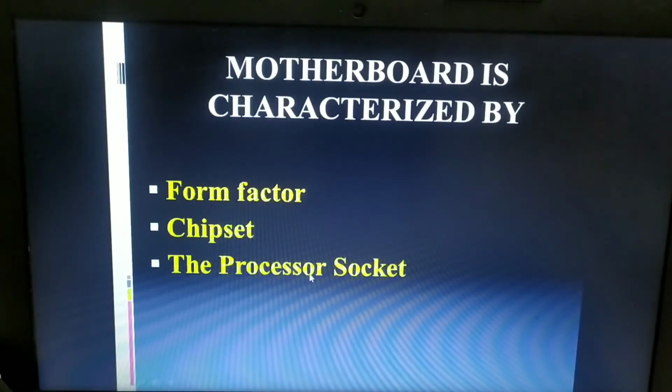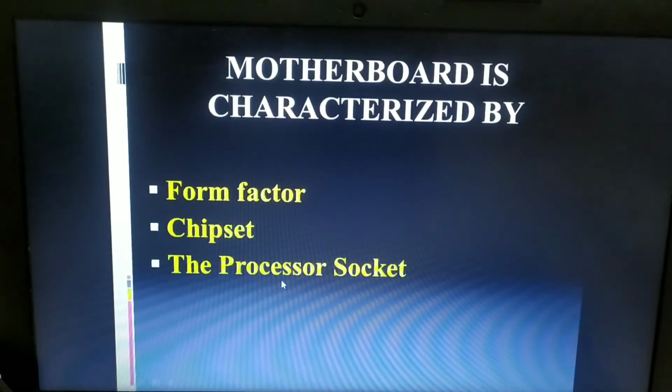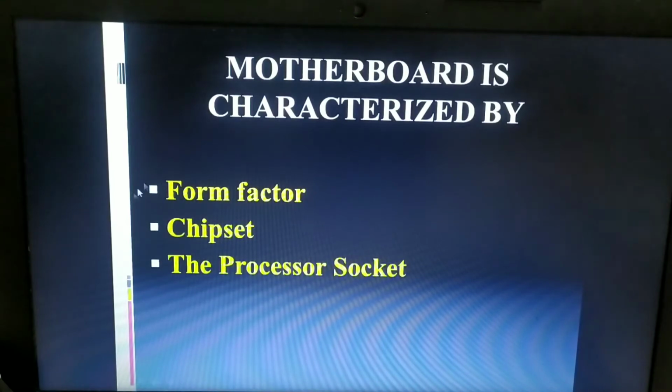Last is the processor socket. There are different kinds of processor sockets based upon whatever microprocessor you are using. The processor socket might be rectangular or square shaped, depending upon your motherboard geometry. You choose the processor socket accordingly. So these three are the different characteristics based upon which motherboards are usually designed.